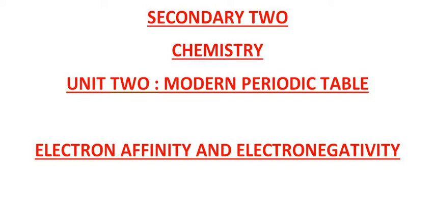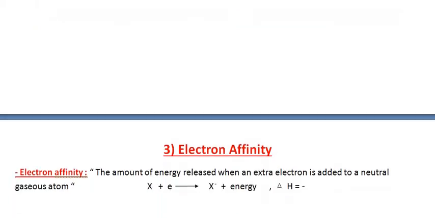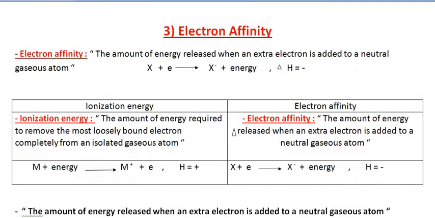Now we are going to continue in lesson 2, modern periodic table. We have studied the two trends in the periodic table: the atomic radius, number 1, and the ionization energy, number 2. We are now going to study the third and the fourth property of the elements in the periodic table, the electron affinity and electronegativity. We start now with electron affinity.